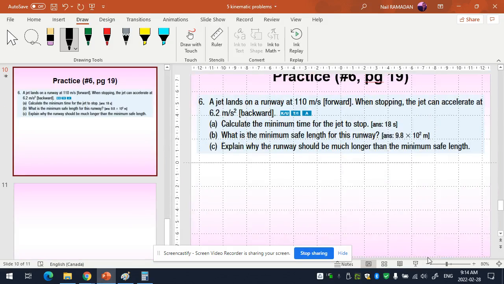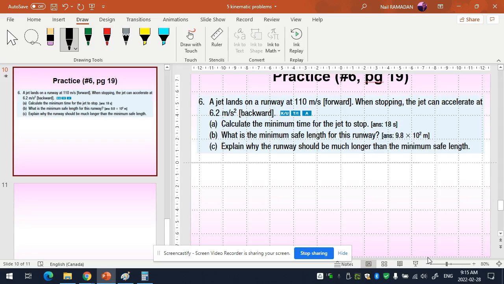Zoom out. Okay, question number 2. A jet lands on a runway at 110 meters per second forward. What is that? Initial what? By the way, everyone, when you say initial speed, that means the moment it touched the runway, what was the speed? 110, going obviously in which direction? Whatever forward may be. This way, up, down, who cares?